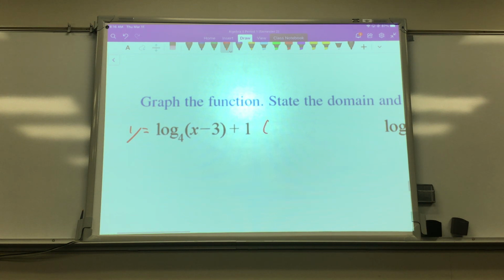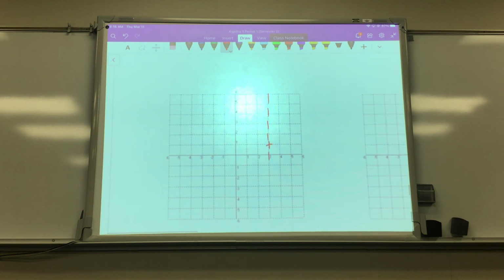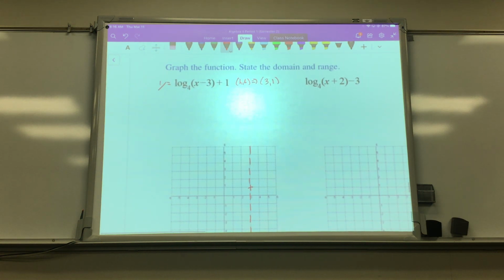Just like any other graph we've done this year, figure out our hk. What is our hk in this case? 3, 1. Okay, got that vertical asymptote going through that hk point. Now that we got that horizontal and vertical shift, do I need to worry about the 3 and the 1 at all, ever? We took care of it with shifting that, right?